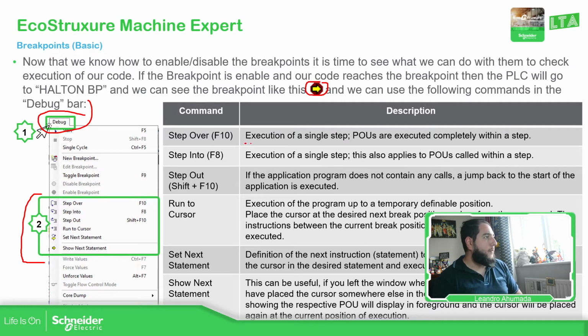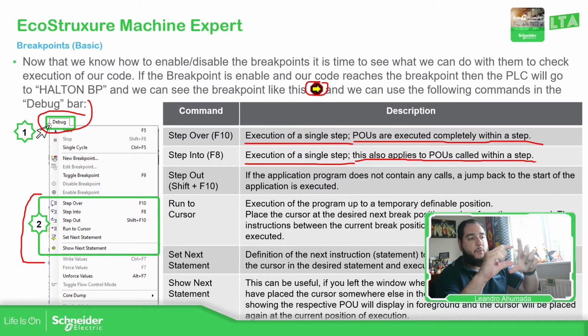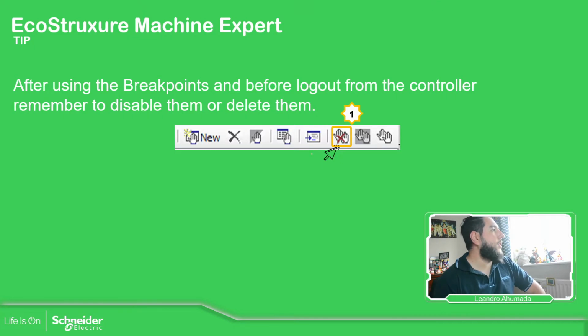Execution of a single POU: POUs are executed completely within a step. Execution of a single step also applies to a POU called in a step. So this is what I told you before. You have a POU, just step into the POU, and step out, just go back to the start. Run to cursor, next statement. We're going to test this one, so don't worry.